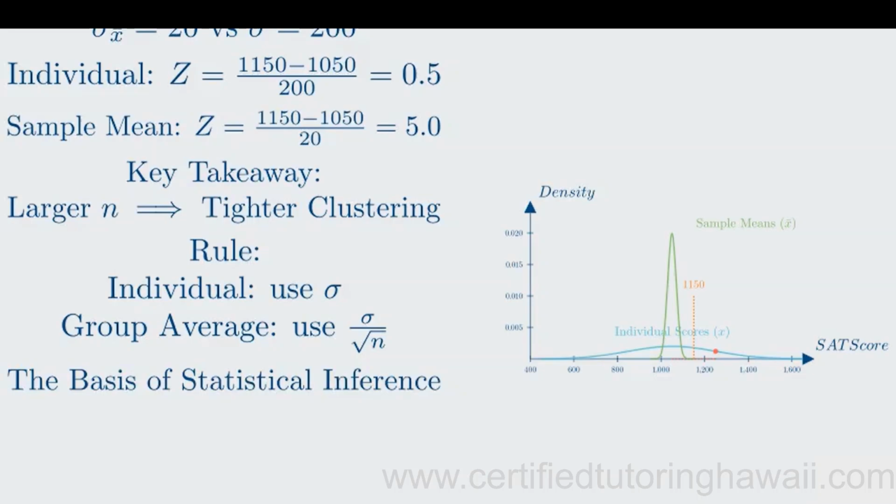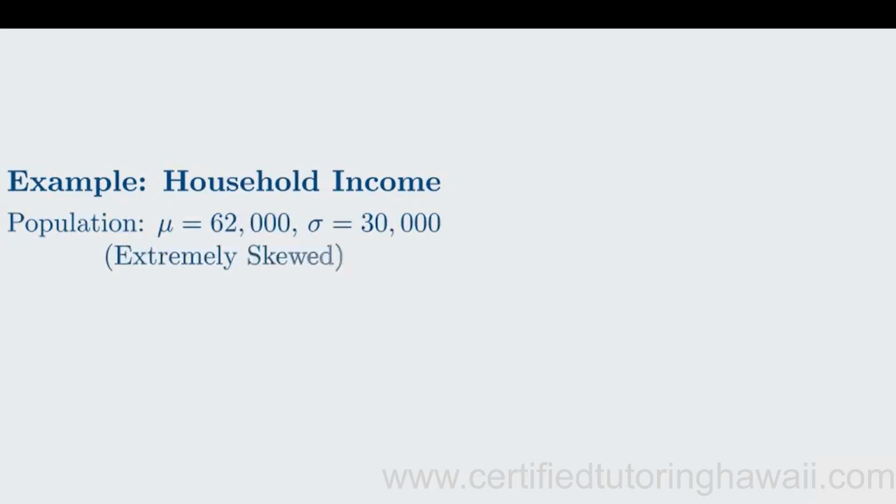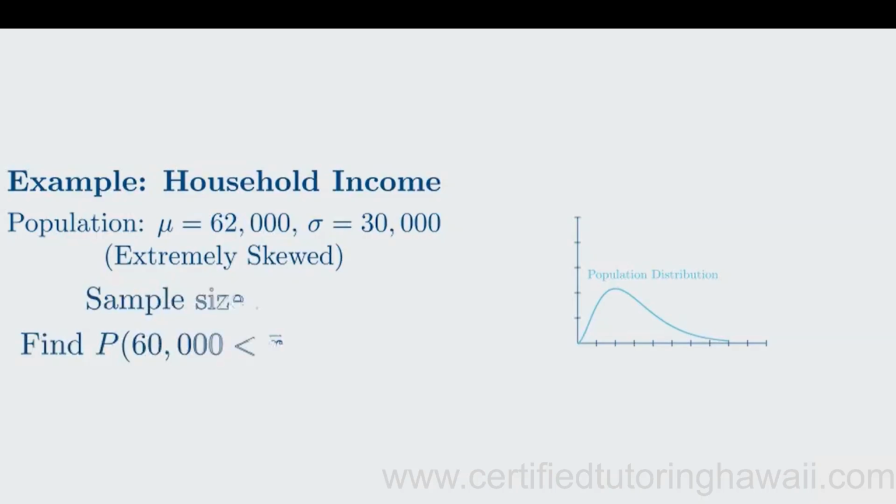Let's explore another scenario to master the justification of conditions, specifically focusing on when a population is not normal. In a certain city, household income is known to be extremely right-skewed, with a mean of $62,000 and a standard deviation of $30,000. A researcher takes a random sample of 100 households. Can we use a normal distribution to find the probability that the sample mean is between $60,000 and $65,000?